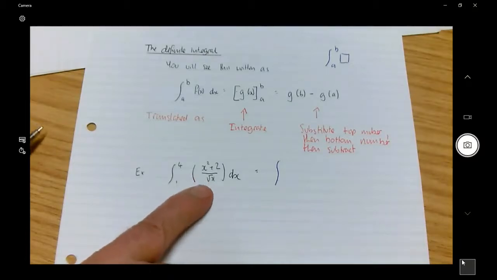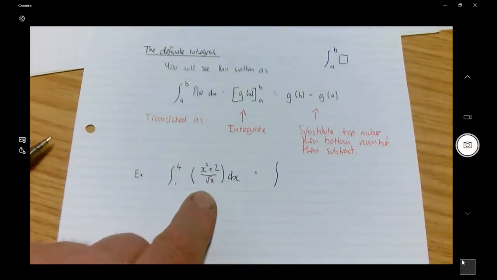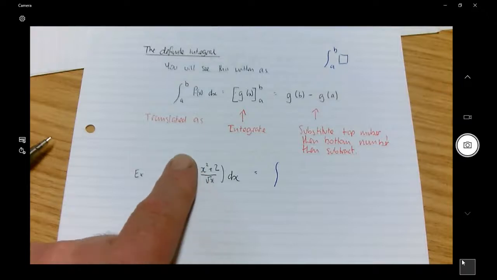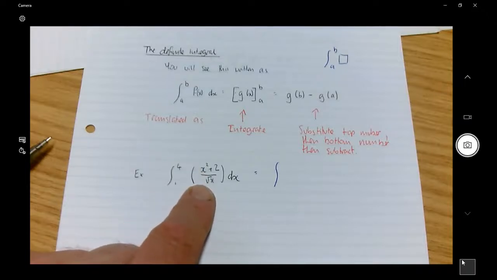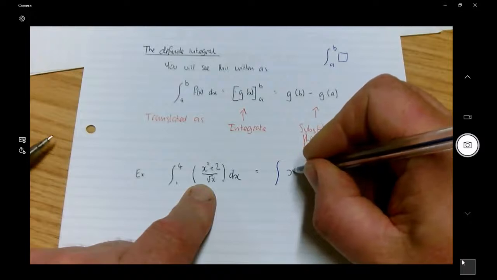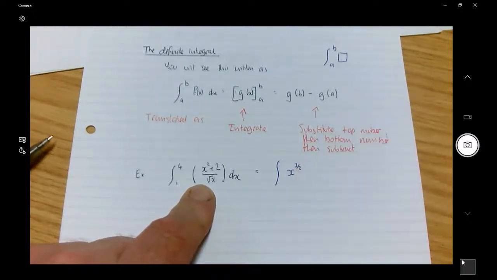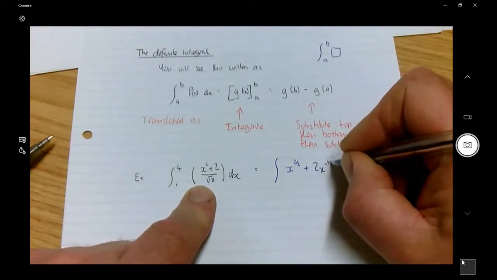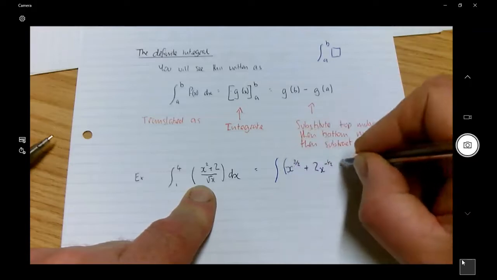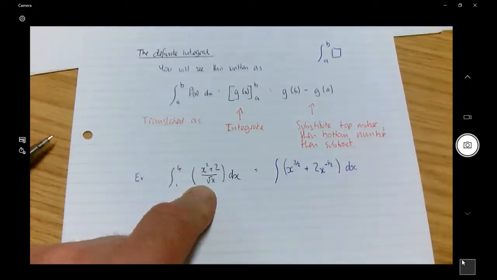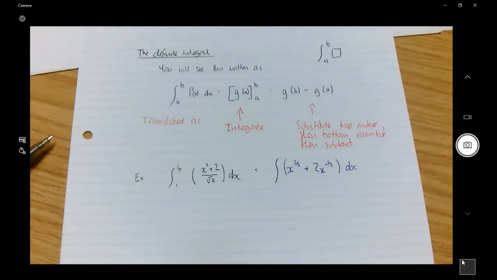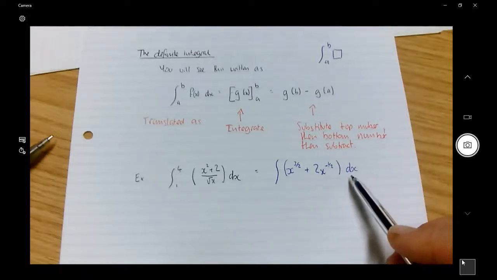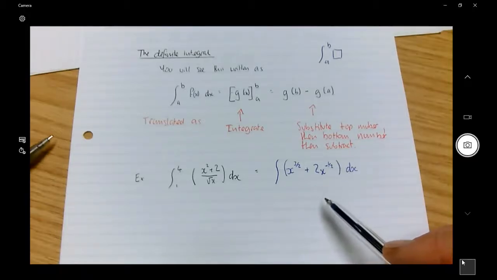So I'm going to simply say, and it's a common thing you'll notice, this has cropped up before, x squared divided by the square root of x is x to the power of 3 over 2 plus 2x to the minus half, dx with respect to x. That simply means you're integrating with respect to x. It's a very good habit to get into for next year.